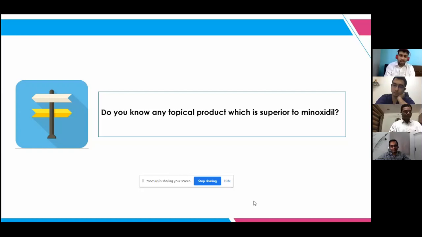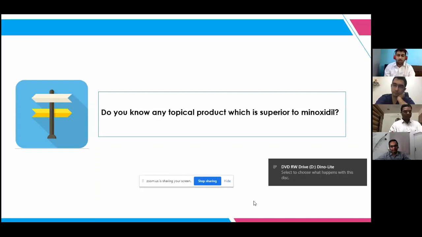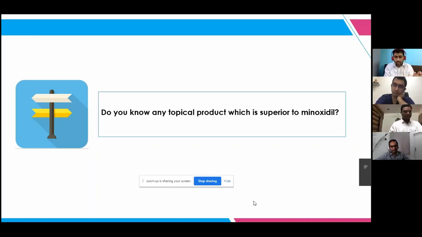So I would add a point here about the combination. There's been a lot of debate and discussion about whether only a single product. In my personal experience, we have had experience of all the combinations of minoxidil available: the tretinoin and azelaic combination, minoxidil combination, finasteride combination. I personally believe that they have their own place in our armamentarium.